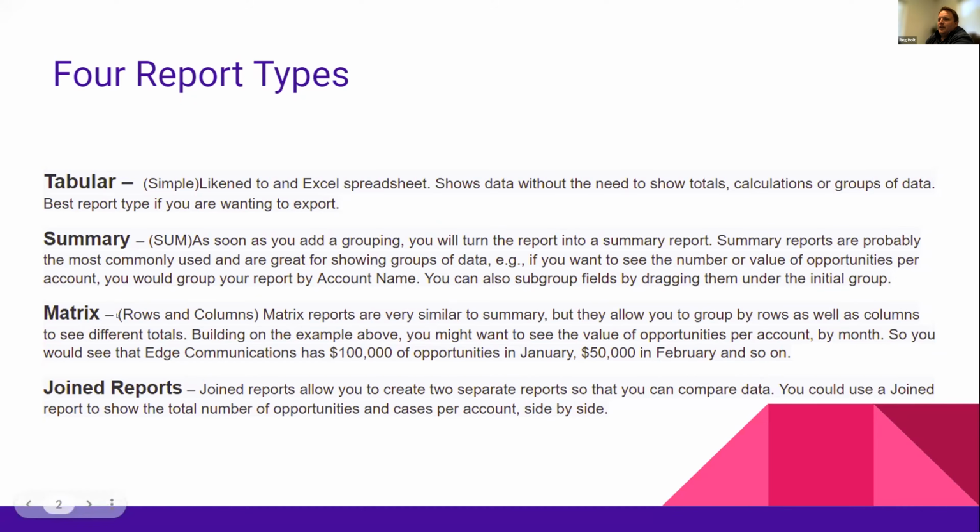And then there's a matrix report, which is basically rows and columns used in a report. It's similar to the summary, but they allow you to group by rows as well as columns to see different totals. Building the example above, you might want to see a value of opportunities per account by month. And then there's also joined reports. Joined reports allow you to create 2 separate reports that allow you to compare data. So you could use a joined report to show a total number of opportunity cases per account side by side.